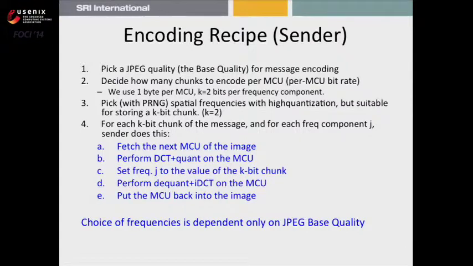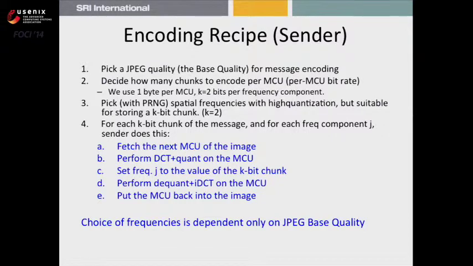So the recipe for encoding here is we pick a JPEG quality, we decide how many chunks to encode per MCU, and we typically use 1 byte per MCU. So every 8 by 8 pixel neighborhood gets 1 byte of information embedded in it. And then we use 2 bits per frequency component. So we select 4 frequency components out of the 64 and stick 2 bits of information in the 4 components.